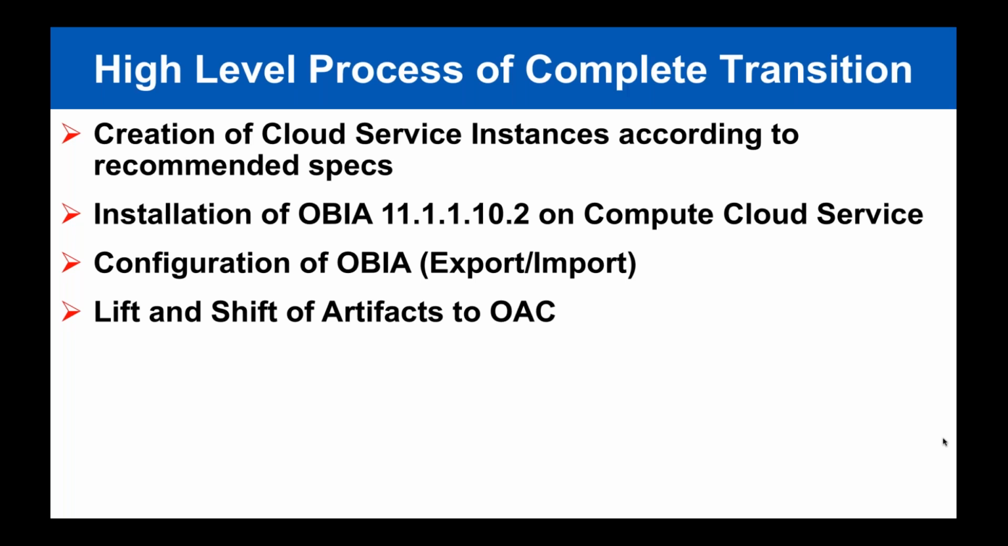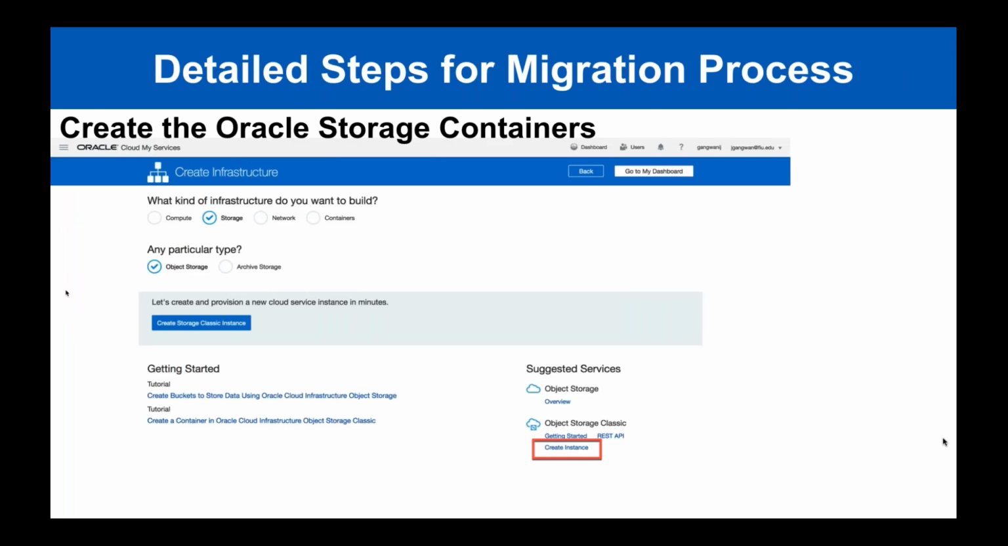So here are some of the detailed steps. I added screenshots from when I did the whole migration from on-premise to the cloud. Some of these screenshots might be old now. If they are, don't blame me for that. The first step is to create your Oracle storage container, and that's what I'm doing in this screenshot. You create an instance of Oracle storage.